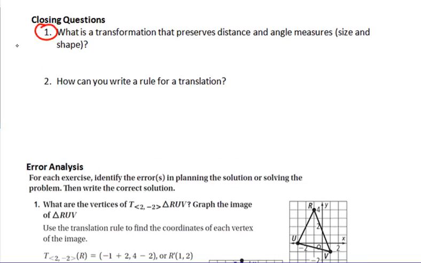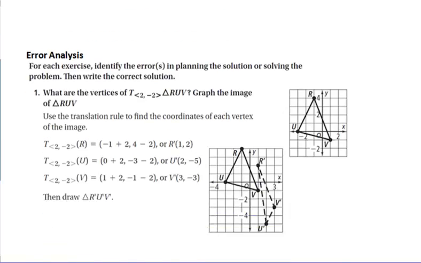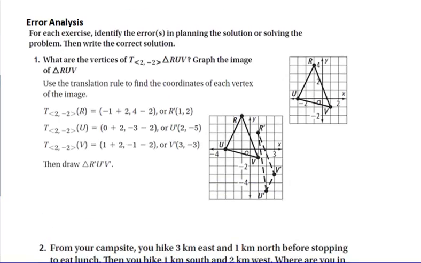What is a transformation that preserves distance and angle measures? What's that called? We said it a little bit differently: same shape and same size. And how can you write a rule for a translation? Describing that. And then please answer the final error analysis questions as well.